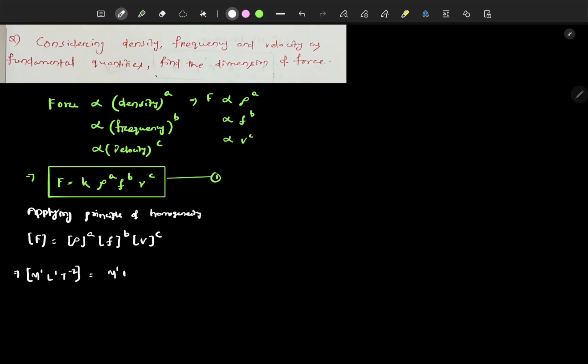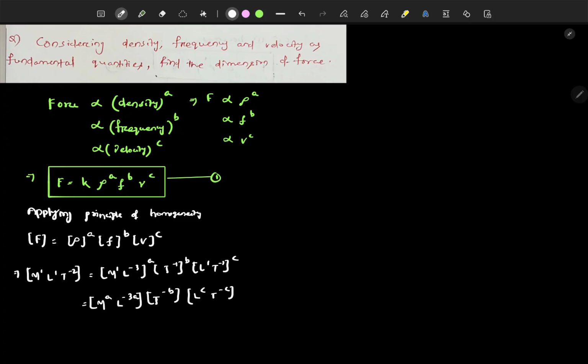That means its dimension is m1 L minus 3 to the power a. Frequency is t power minus 1, since frequency is 1 by time period, power b. Velocity is L1 t minus 1, power c. So it will be m power a, L power minus 3a, t power minus b, L power c, t power minus c.